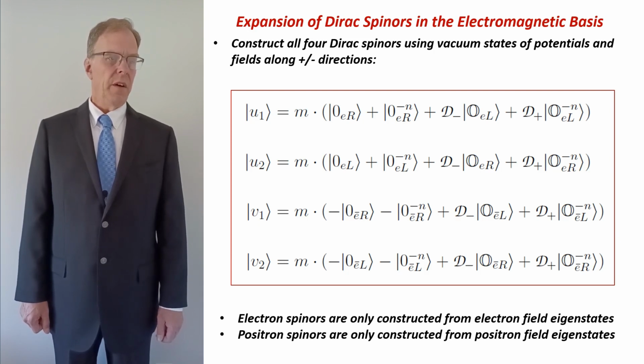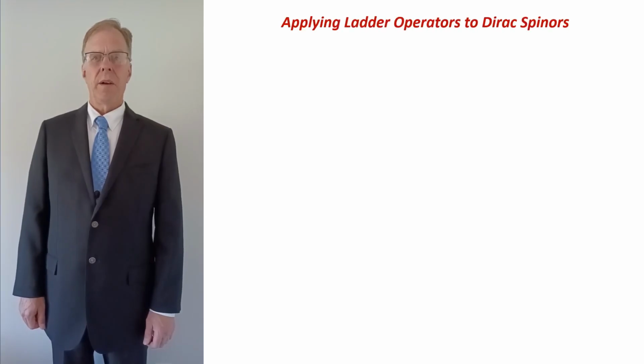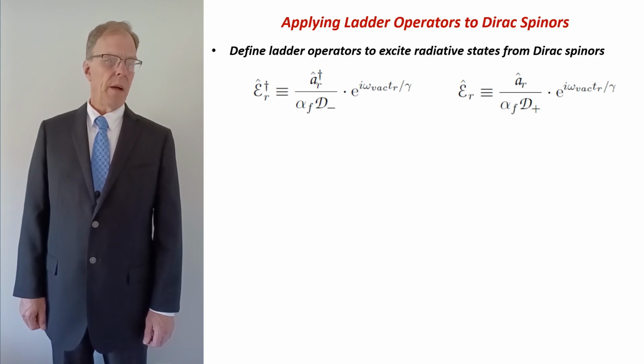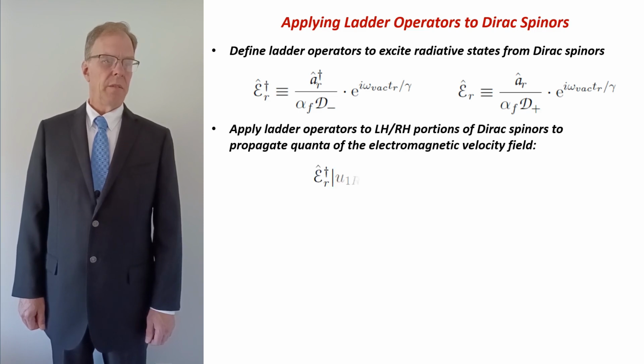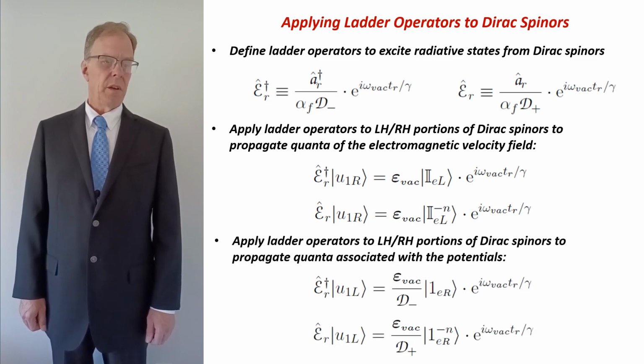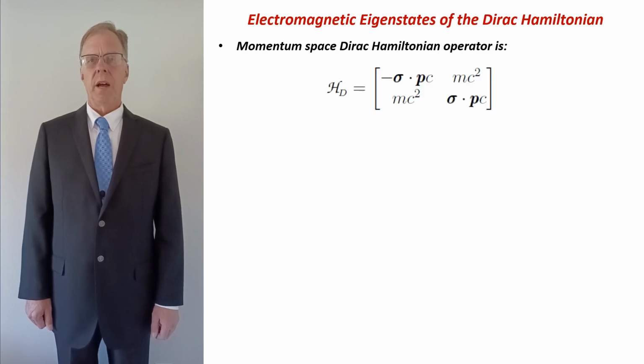Now that we have identified our vacuum states as Dirac spinors, our quantum field theory follows by applying ladder operators to the ground state. We can define our ladder operators beginning with the potentials operators, and then include the time dependence, the Doppler factor, and the fine structure constant. Applying the new operators to left-right portions of spinors propagates radiative eigenstates of the fields. Likewise, applying ladder operators also propagates radiative eigenstates of the potentials. Finally, let's write down the well-known Hamiltonian for a Dirac particle.